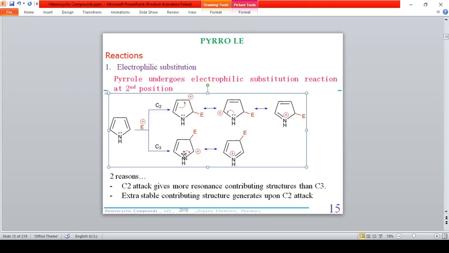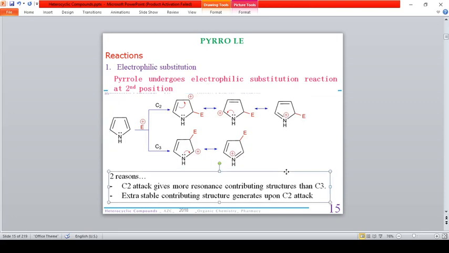Now, can this positive charge further resonate? No, this nitrogen cannot form that kind of bond. So this positive charge will remain here, either here or here. So we will get only two resonating structures in the case of carbon 3.